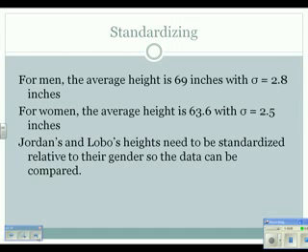So, if we look at men, the average height of men is 69 inches with a standard deviation of 2.8, and women is 63.6 inches. I'm far below that, with a standard deviation of 2.5. So who would be considered taller?